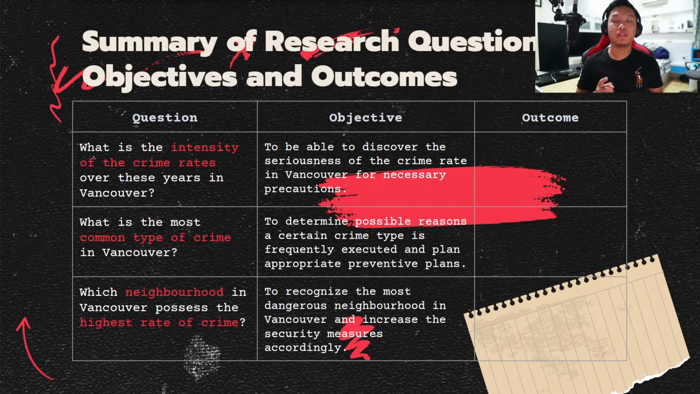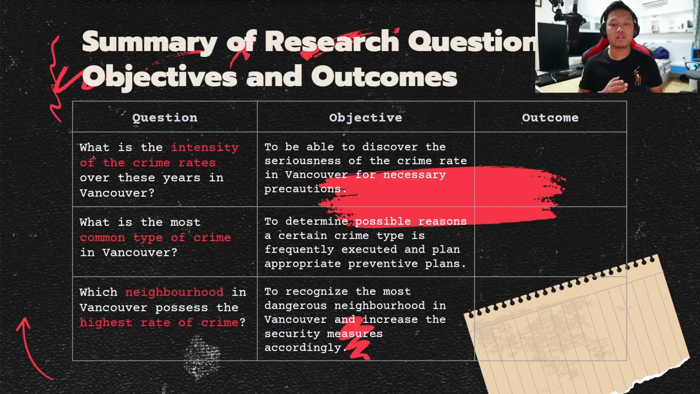Alright, now I'll be summarizing the research questions and objectives, but not the outcomes because we're still not done with the prediction system yet. So for our research, we have 3 questions and objectives. The first question is, what is the intensity of the crime rates in Vancouver over the years? And the objective is to be able to discover the seriousness of the crime rate in Vancouver for necessary precautions. And the second question is, what is the most common type of crime in Vancouver?